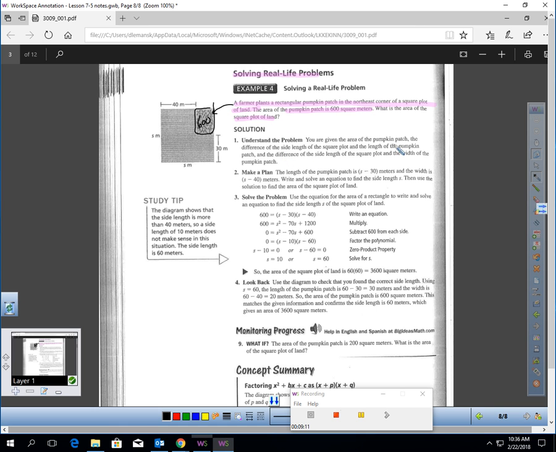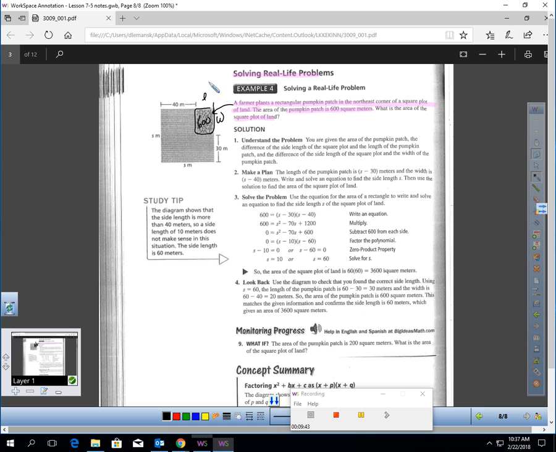You're given the area of the pumpkin patch, the difference of the side length of the square plot and the length of the pumpkin patch, and the difference of the side length of the square plot and the width. Okay, so they're just saying that they labeled this for you. So I think it's fair to say that the length times the width of this patch is 600. Okay, so, but I don't have that label here, but this is what I could say.